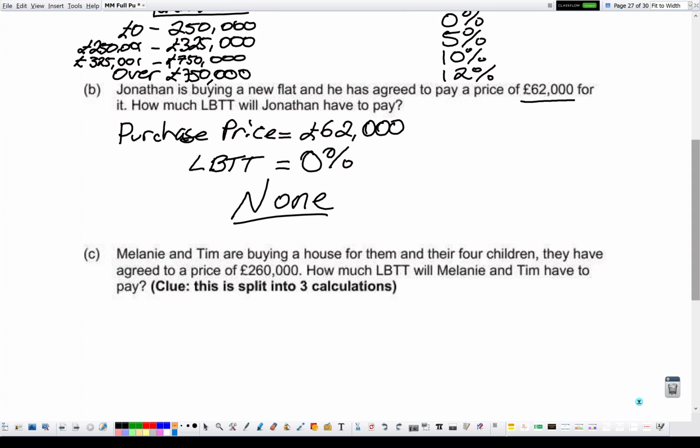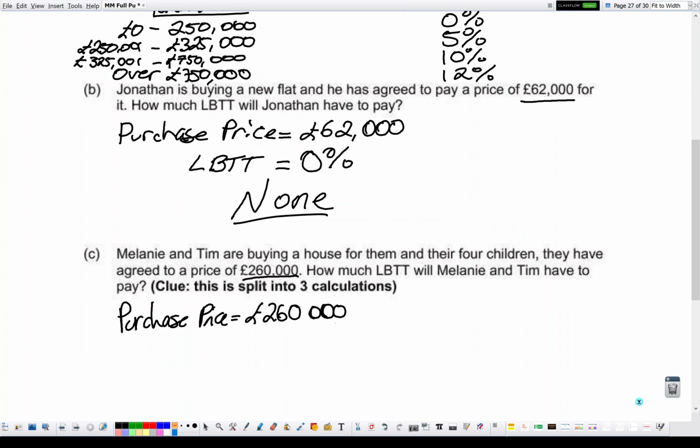Okay, let's try a different example though with a more expensive property. So Melanie and Tim are buying a house for them and their 4 children. They have agreed to a price of £260,000. Purchase price is £260,000. How much will they have to pay?